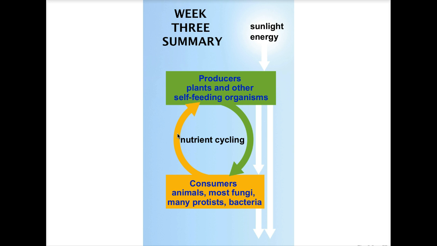Recall in week 3 it was all about energy and how energy moves from producers to consumers, which is a cycling effect. The producers get energy from sunlight, use that energy from the sun to excite electrons, and fix carbon from carbon dioxide. That carbon is then fixed into food for both the plant and for other organisms such as animals, fungi, protists, and bacteria. Those consumers then recycle nutrients back to the producers through decay and decomposition.